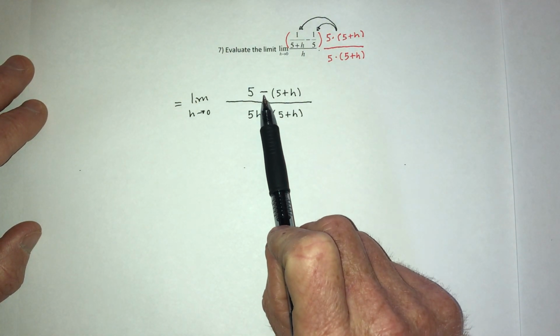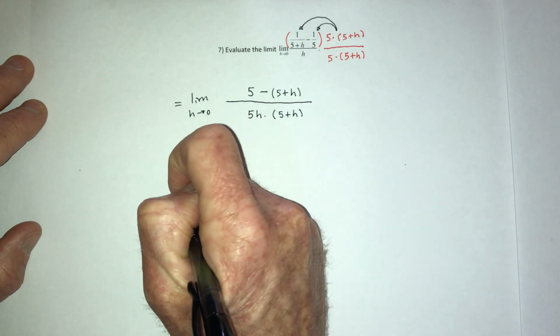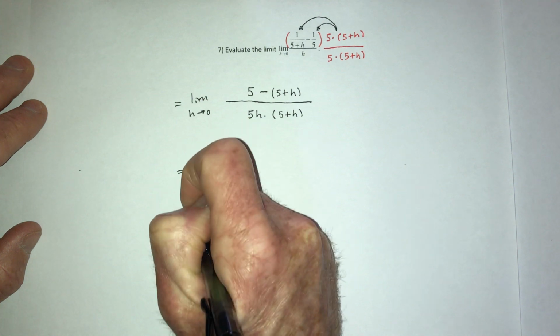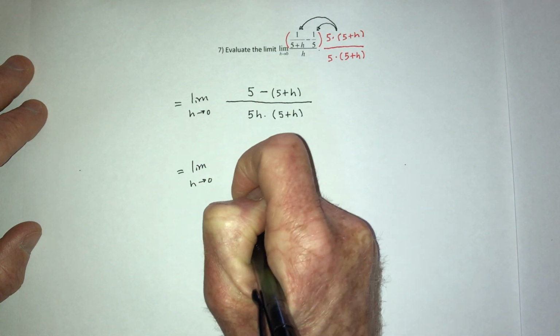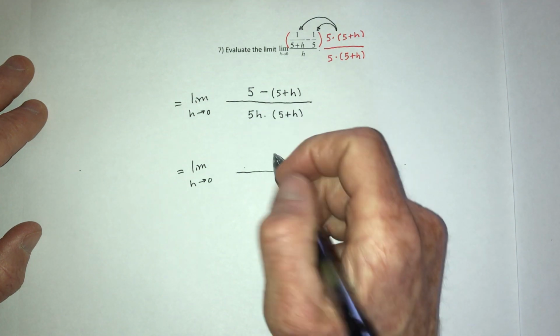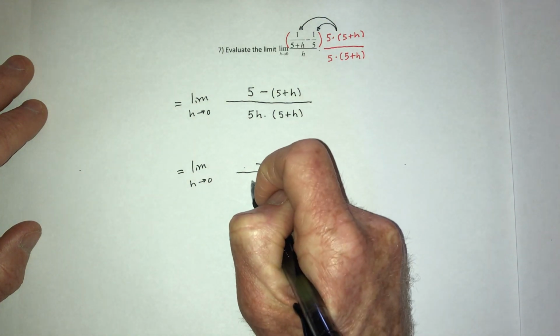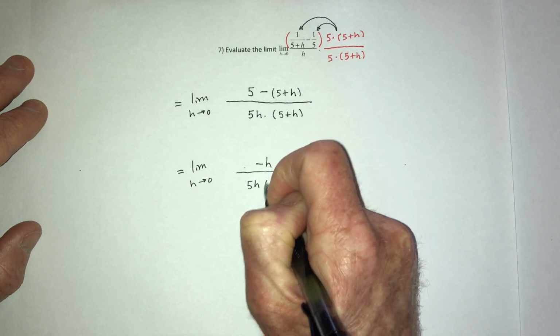The next thing to do is distribute the negative. So there's going to be 5 minus 5 and they cancel. And then distribute the negative to the h. So it's going to be negative h. That's the only thing left on the top. And the bottom, just copy it down again.